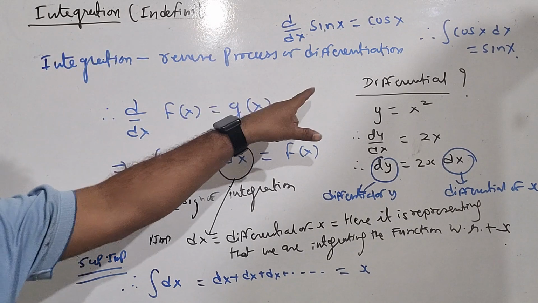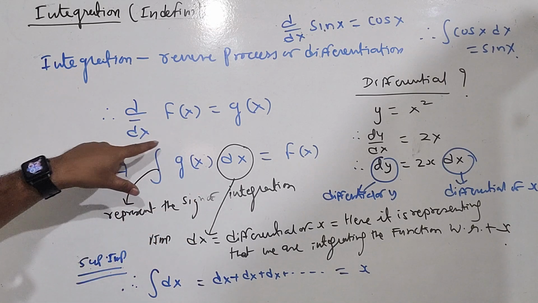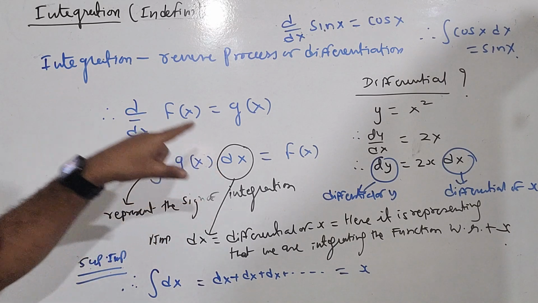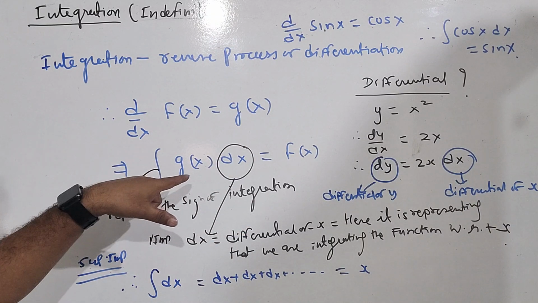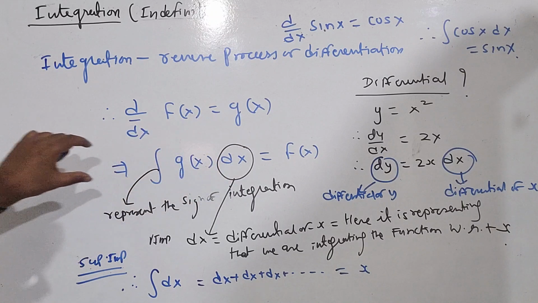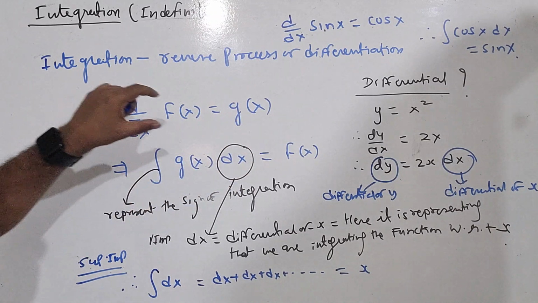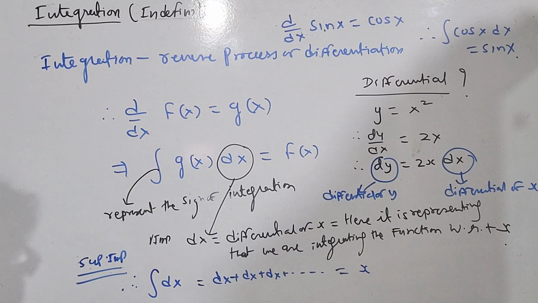So that is the whole idea about integration. Integration is the reverse process of differentiation. Okay, this is the sign of integration. dx means differential of x. What does it represent over here? It represents that we are integrating the function with respect to x. And ultimately finding the integration is nothing but finding the function whose derivative is this g(x). Okay, all this is very clear, what exactly integration is.